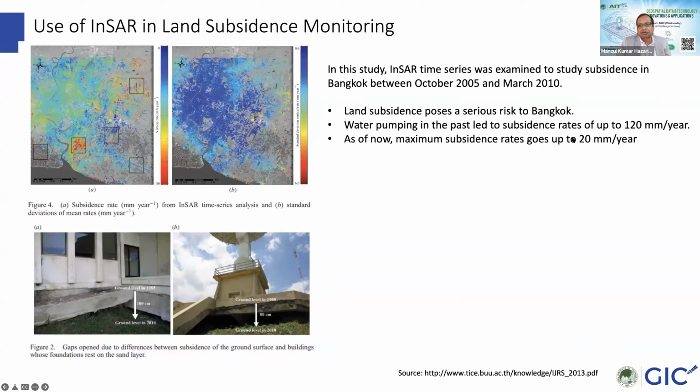Earlier, it was a very serious problem, more than 12 centimeters per year subsidence used to happen before. But now, as you know, the Bangkok government is very strict, and they put stringent regulation for limiting the groundwater pumping, which causes land subsidence. After that, it has been controlled to a great extent, but still you have 20 millimeters per year land subsidence. So you can see the areas in Bangkok with land subsidence.